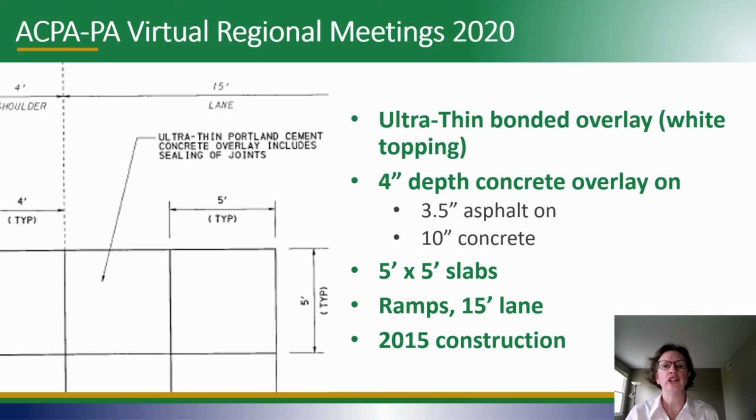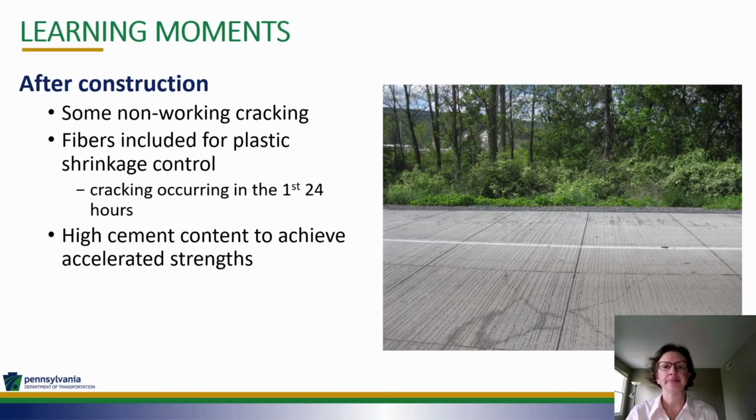This particular project was an ultra-thin bonded overlay, also known as white topping. It was 4 inches of concrete on 3.5 inches of an existing asphalt surface after a 1/2 inch milling on 10 inches of an existing concrete pavement. The slabs were 5 foot by 5 foot on ramps with a 15-foot wide lane, placed in 2015. This photo was taken 2 years after construction.